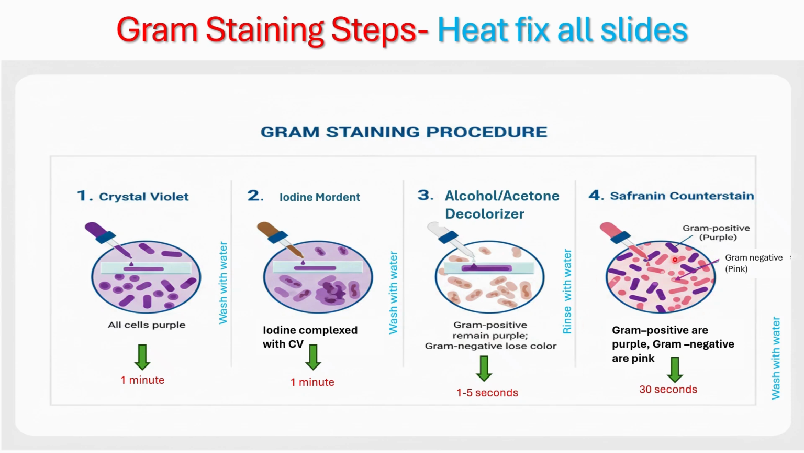And the last step is to apply safranin for 30 seconds. The safranin will stain the gram-negative bacteria pink, while the gram-positive bacteria remain purple. Rinse with distilled or tap water. Finally, dry the slide gently using absorbent paper and place it upright to finish drying.